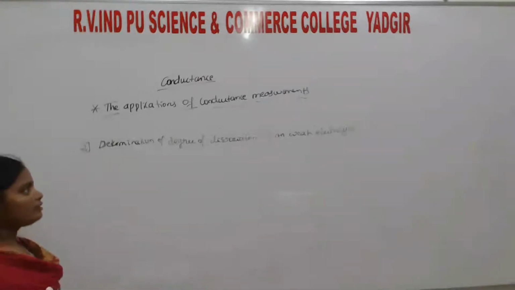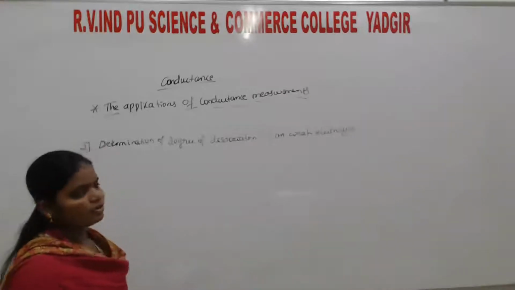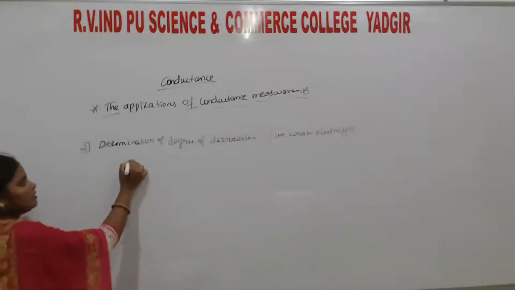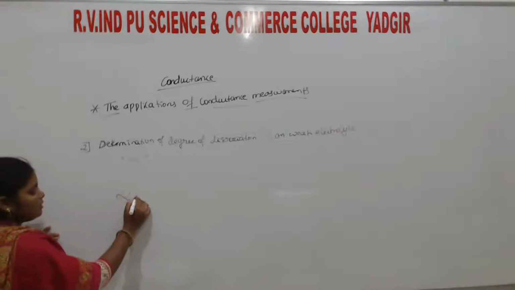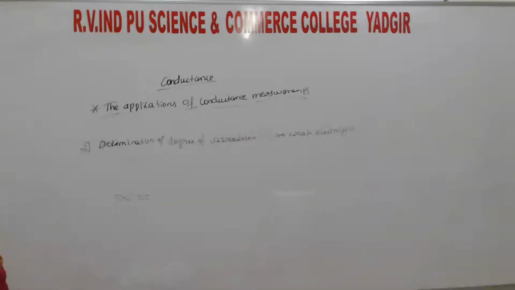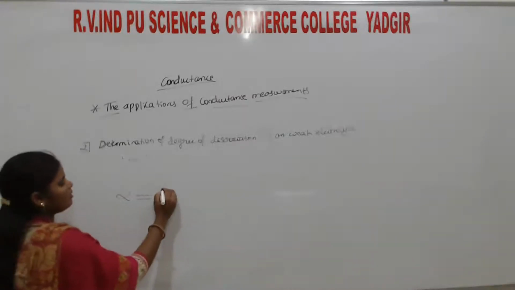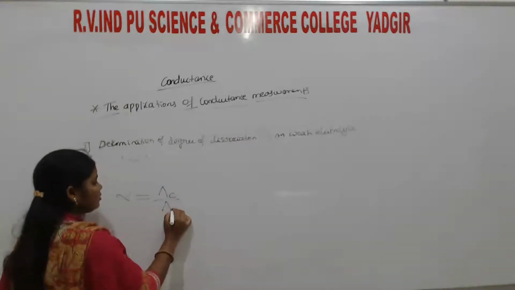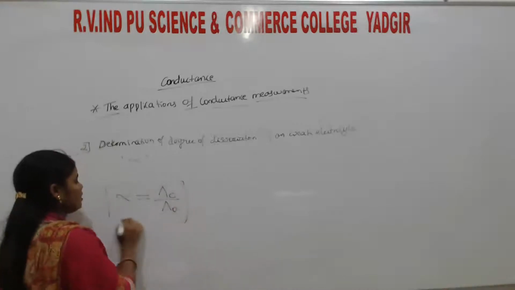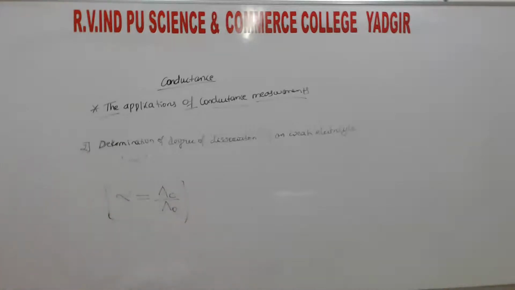Here, the degree of dissociation of a weak electrolyte is denoted as alpha. It is given by the formula alpha is equal to lambda c divided by lambda naught. This is the formula for the degree of dissociation of a weak electrolyte.